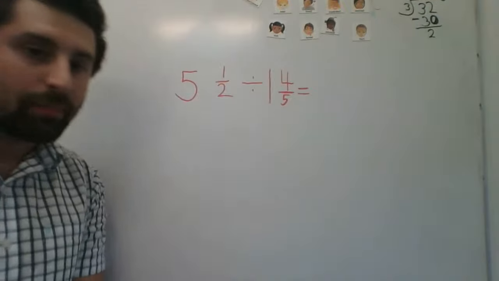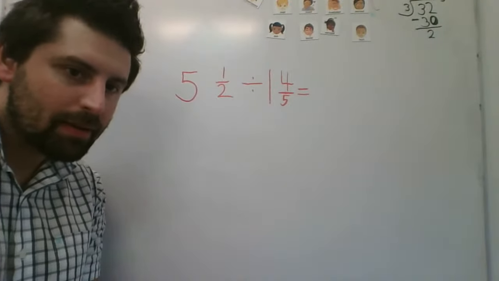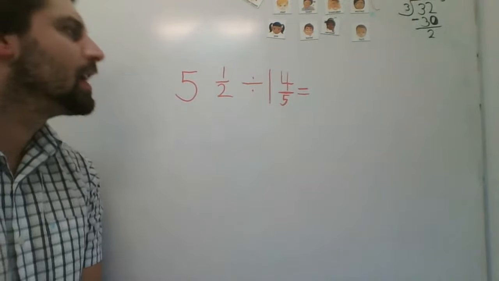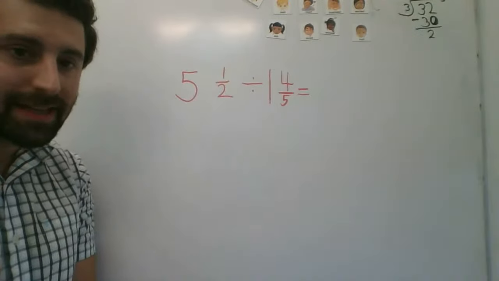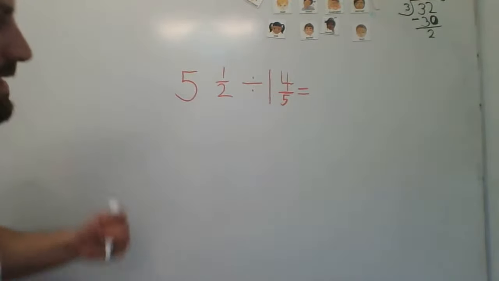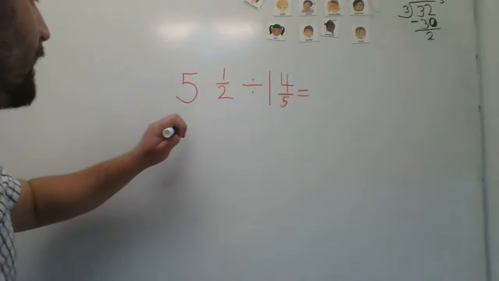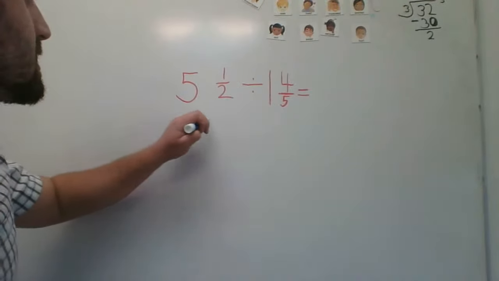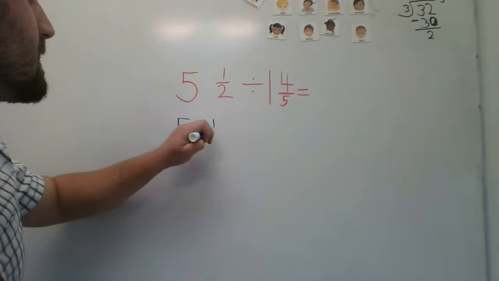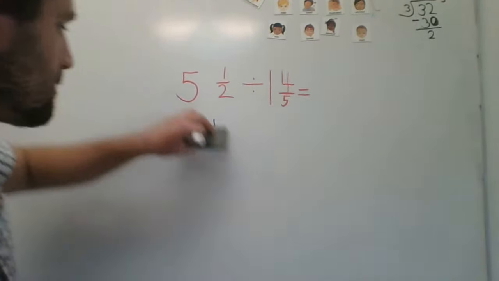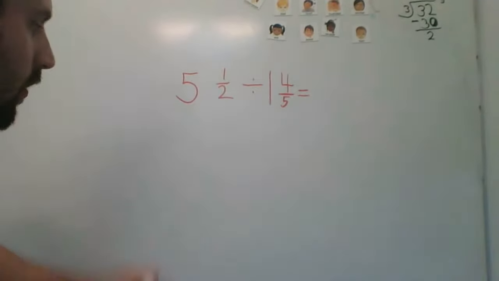All right, so step one, the first step in dividing mixed numbers is you have to convert the mixed numbers into improper fractions. So we are going to start out with 5 1/2. Let me make it so there's a little more room here.